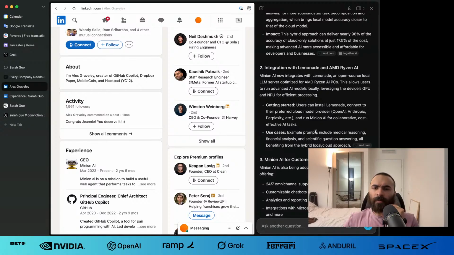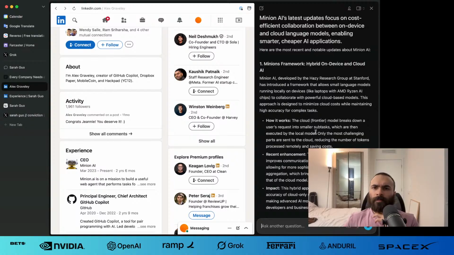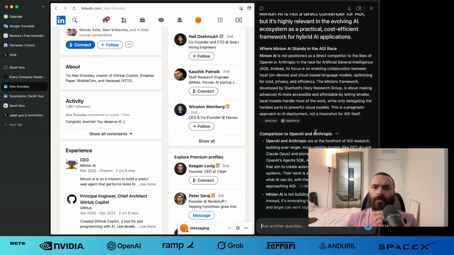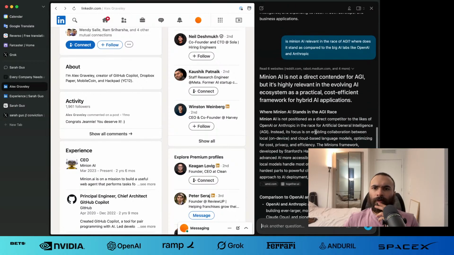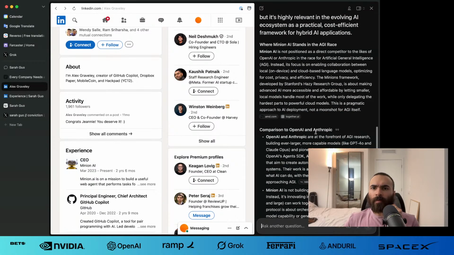Open source local LM server optimized for AMD Ryzen AI PCs. Framework, how it works: the cloud model breaks down a user's request into small subtasks. More direct content for AGI, but it's highly relevant in the evolving ecosystem of practical, cost-efficient framework for hybrid AI applications.